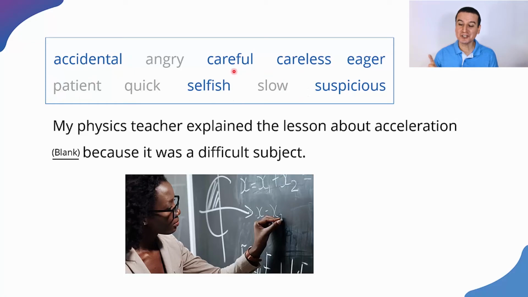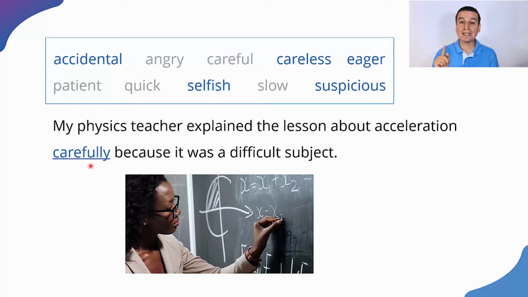She's careful, so she explains the lesson carefully. Remember, the careful ends in L, so we need to add an extra L and Y. We don't add double L all the time. Just when the adjective already ends in L, we see a double L before the Y. Right? Listen to the pronunciation. My physics teacher explained the lesson about acceleration carefully because it was a difficult subject. Thank you. Oh, that's a beautiful pronunciation for you to imitate.